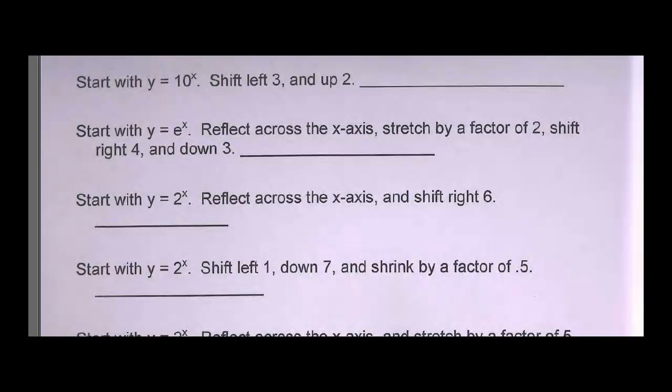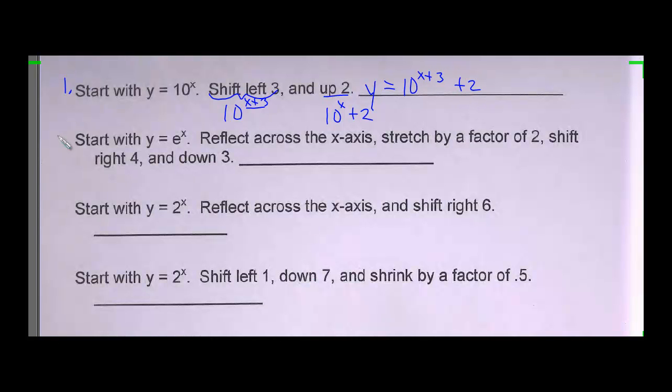Now let's write some equations. On the first one, let's start with y equals 10 to the x. This says shift left 3 units. So that means I'm going to have 10 to the x plus 3, because remember this is opposite, and up 2. So this would be plus 2. So let's write this equation. Y equals 10 to the x plus 3, plus 2.